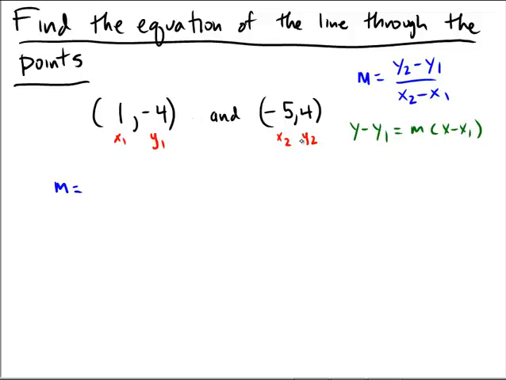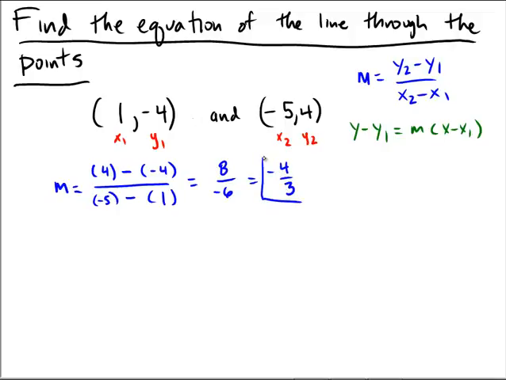Slope is y2, which is 4, minus y1, which is negative 4, over x2, which is negative 5, minus x1, which is the number 1, using our labels from above. 4 minus negative 4 is 8, and negative 5 minus 1 is negative 6. So after reducing this fraction, we can see that the slope, m, is negative 4/3.